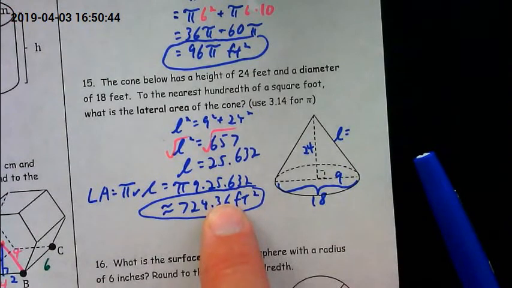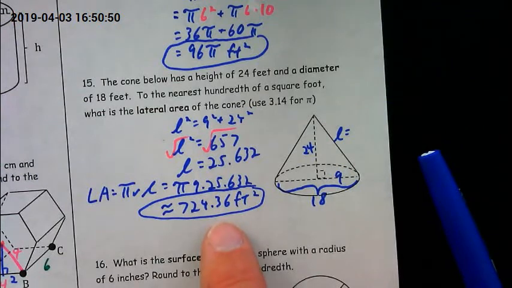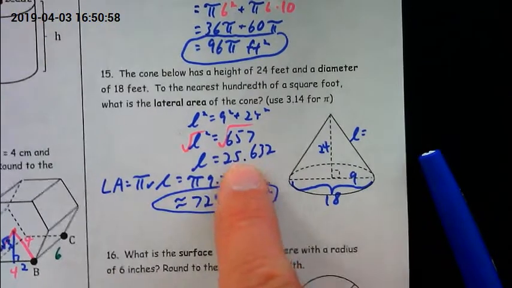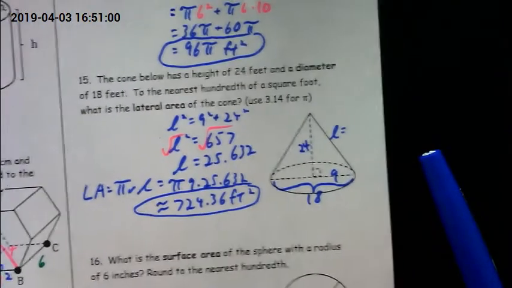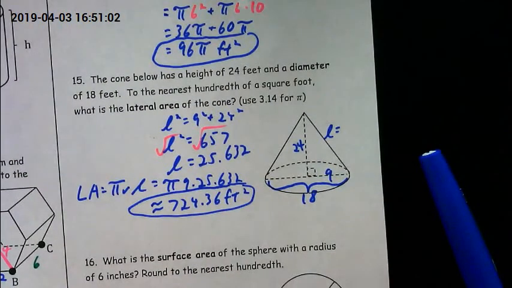This one? The one above? Hold on, let me see. I think they had a question on this one. Well, you got a question on this one? Yeah. Why is it 9? That's 9 times the slant height from up here that we just found. 25.632 was our slant height.